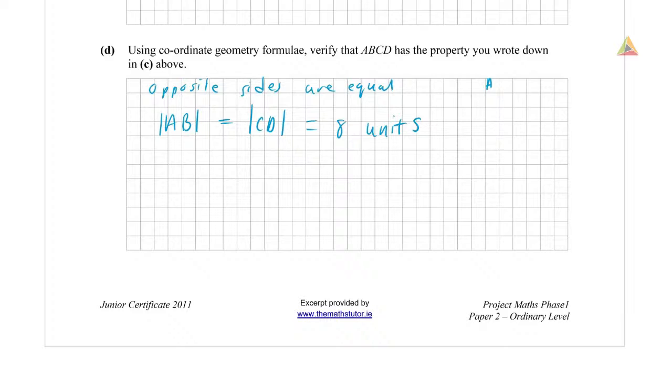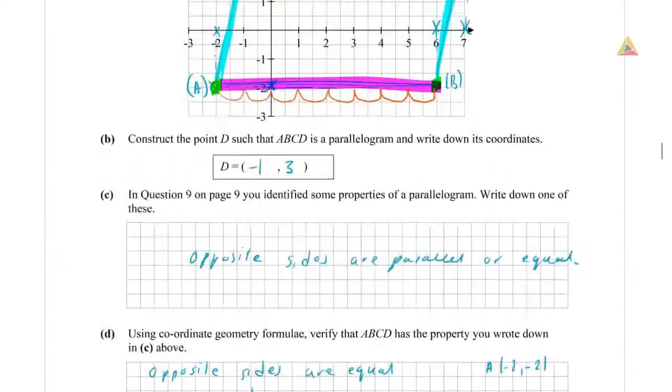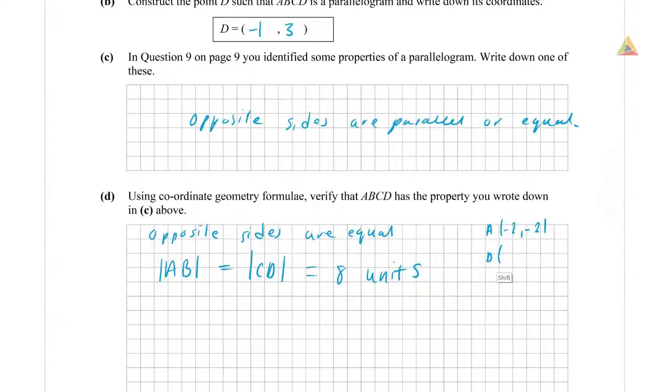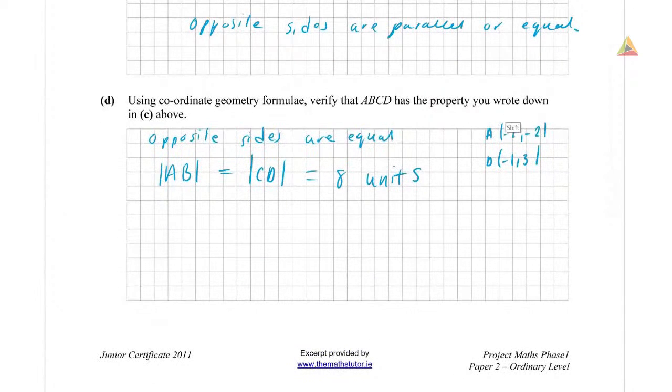So A is the point 2, minus 2. And the point D from the diagram we figured out is minus 1 and 3. So we need to get the distance from A to D. That's going to be x1, y1, x2, y2. So the formula is the square root of y2 minus y1 squared plus x2 minus x1 squared.